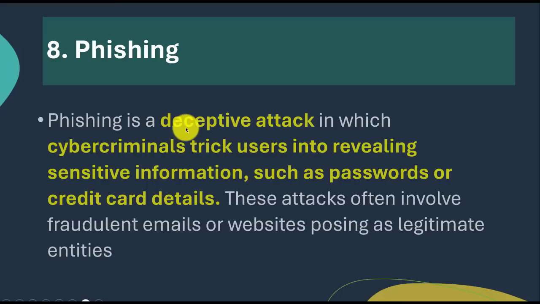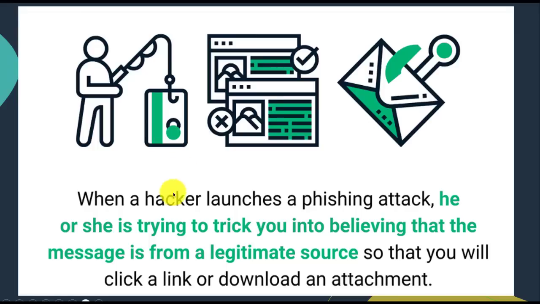So phishing is a deceptive attack in which cyber criminals trick users into revealing sensitive information such as passwords or credit card details. Now, these attacks often involve fraudulent emails. I told you about that. They send an email to you. Go to my spam email, there's plenty there for you too. The same, posing as legitimate entities. So you can see when a hacker launches a phishing attack, he or she is trying to trick you into believing that the message is from a legitimate source, so that you will click a link or download an attachment. This one is by the day.